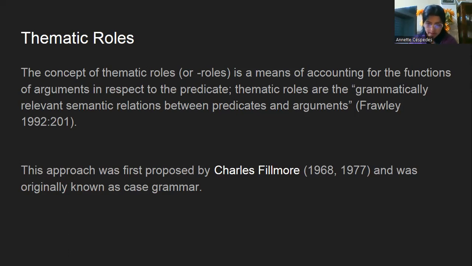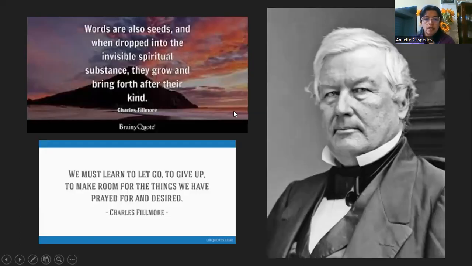This approach, the one that I already mentioned, was first proposed by Charles Fillmore, and at the beginning was originally known as case grammar. Now, let's keep going.